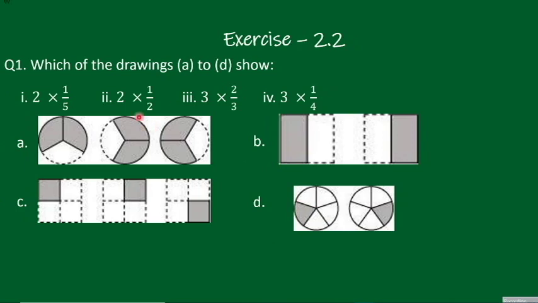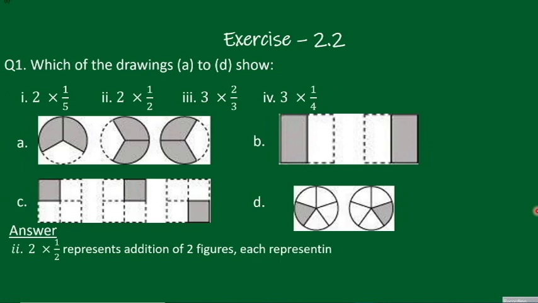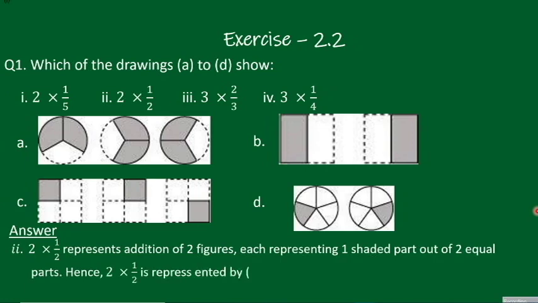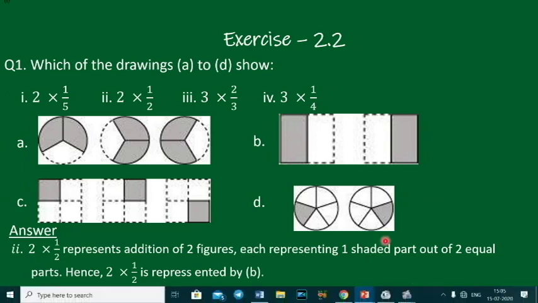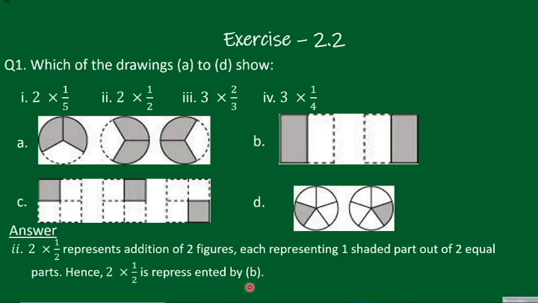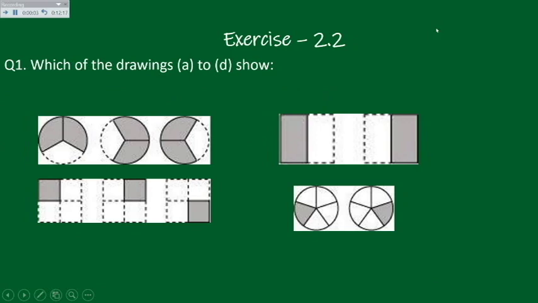Figure B represents 2 multiplied by 1 by 2. Here you see the solution. 2 multiplied by 1 by 2 represents addition of 2 figures, each representing one shaded part out of 2 equal parts. Hence 2 multiplied by 1 by 2 is represented by B. Here the spelling of represented is wrong, better make it correct. Okay, don't write it wrong. Now next part.